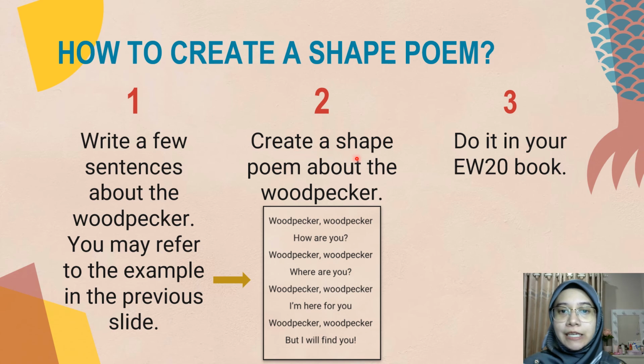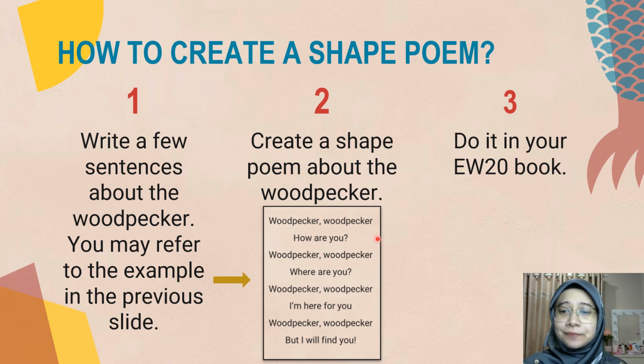Next, number 2, create a shape poem about the woodpecker. Okay, kamu kena lukis bentuk woodpecker, bentuk burung belatuk tu. Bentuk woodpecker tu mestilah kamu tulis dengan perkataan-perkataan ni, ayat-ayat yang kamu dah buat ni untuk membentuk seekor burung belatuk. Okay, and last one, do it in your EW20 book. Buat dalam buku EW20 kamu. Okay, you have to make sure the poem looks like a woodpecker. Pastikan shape poem kamu tu berbentuk burung belatuk. Bukan bentuk caterpillar, dia mesti burung belatuk.